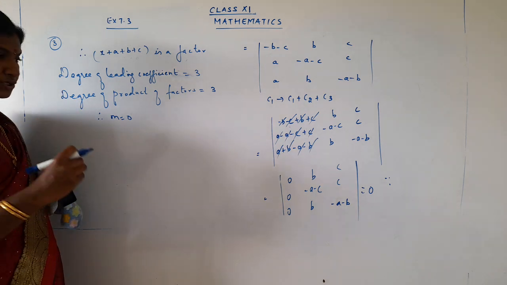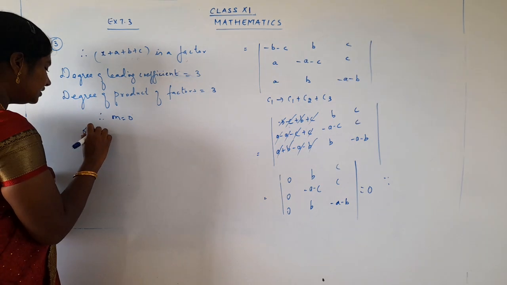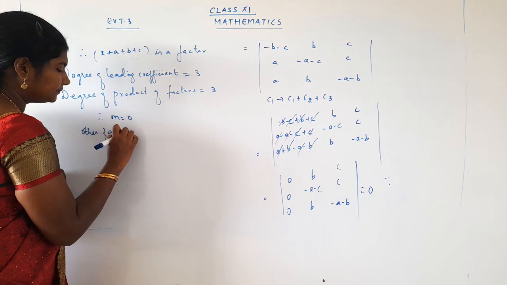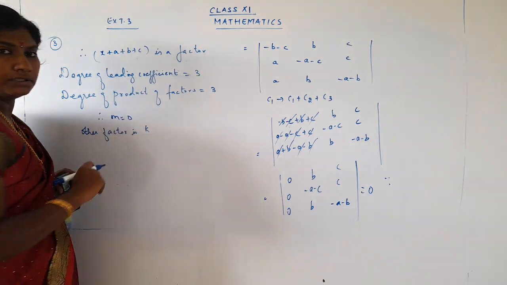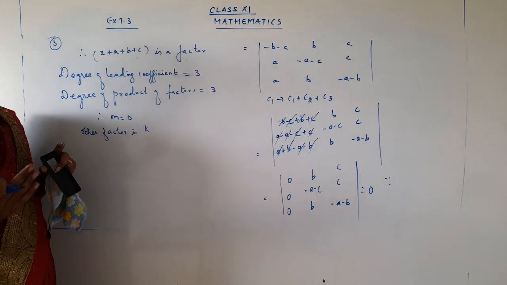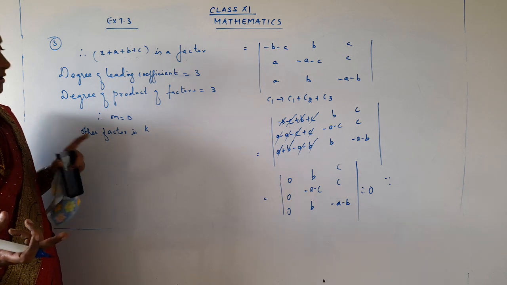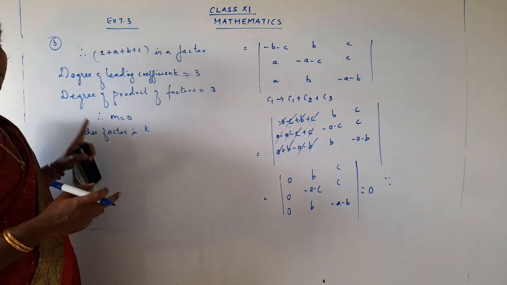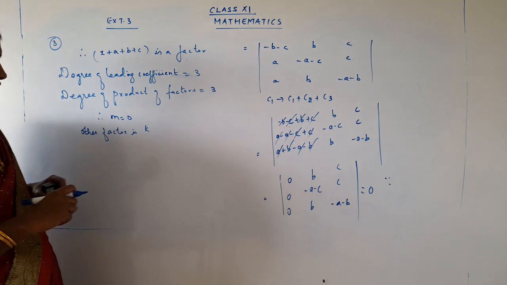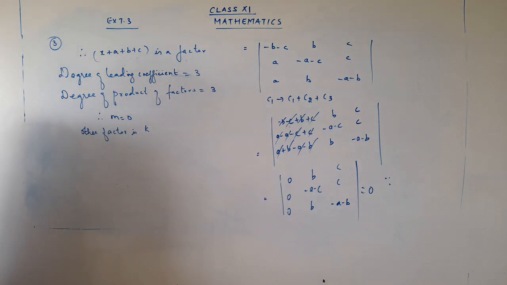If m is equal to 0, what is the other factor? The other factor is k. If you have 1, then we have another factor. If you have 2, then you have another factor. So what is the factor you have to take here? You have to take the factor as k. So I have just mentioned here another factor is k.